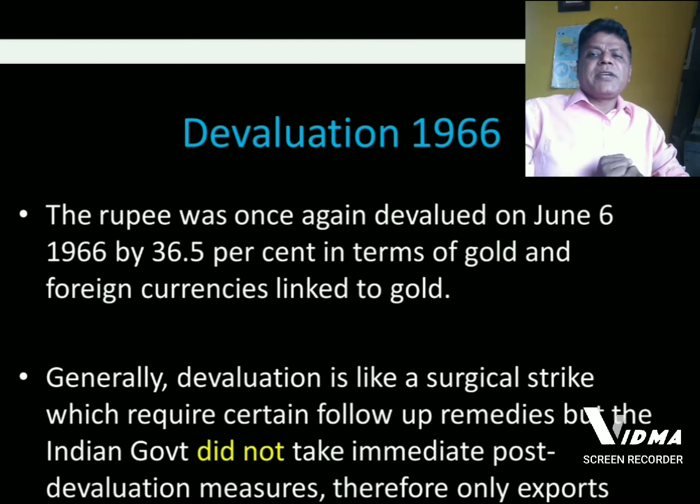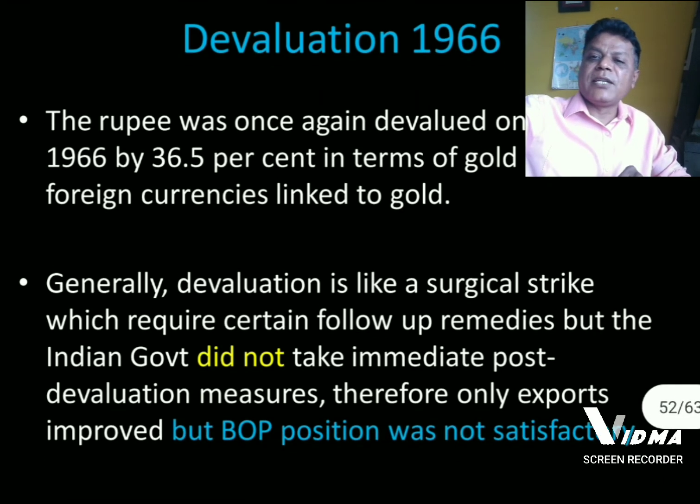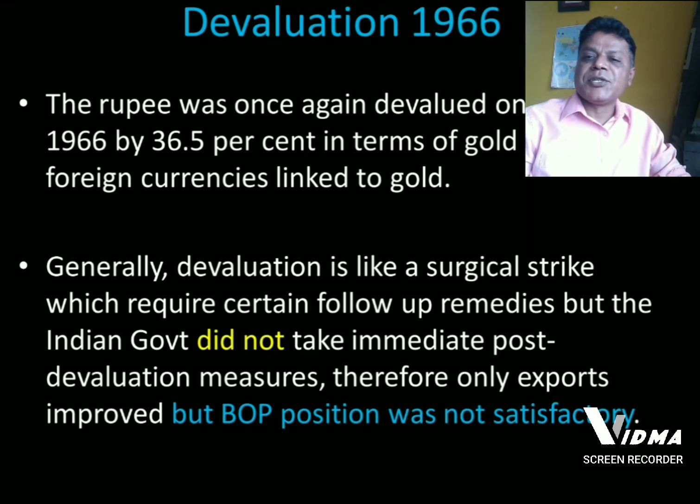The second time devaluation was introduced was in the year 1966. The rupee once again was devalued on 6th June 1966 by 36.5% in terms of gold and foreign currencies linked to gold. Generally, devaluation is like a surgical strike which requires certain follow-up remedies, but the government of India did not take immediate post-devaluation measures. Therefore, only exports of India improved, but the balance of payment was not satisfactory.